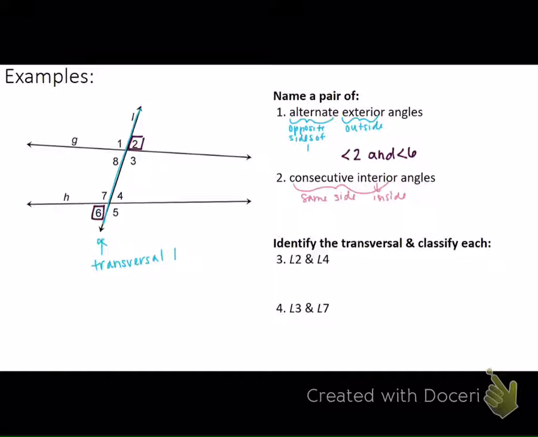Be careful. Those are on opposite sides of the transversal. 8 and 7, right? Consecutive interior means they are on the same side of the transversal. So 8 and 7 are both on the left side of the transversal, and they're between the bread. So 8 and 7.